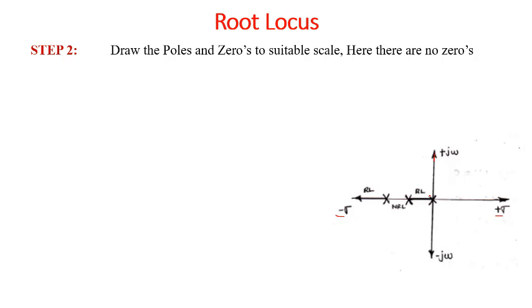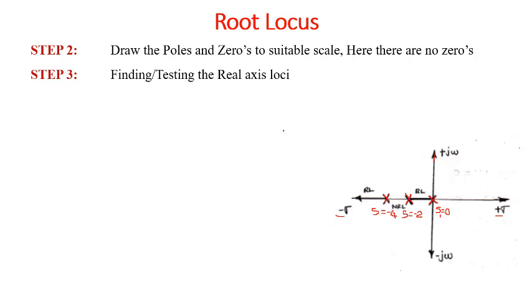At the origin we mark the pole with a cross mark, and this is s equal to 0. So we get the first pole, s1 equal to 0. Next, at a scaled distance, we get another point, that is s equal to minus 2. This is the negative axis, so it is minus 2. Similarly, at an equal distance from this one, we mark another pole, s equal to minus 4. This much you have to mark. So this is drawing the poles and zeros. As there are no zeros, there is no need to mark zeros.